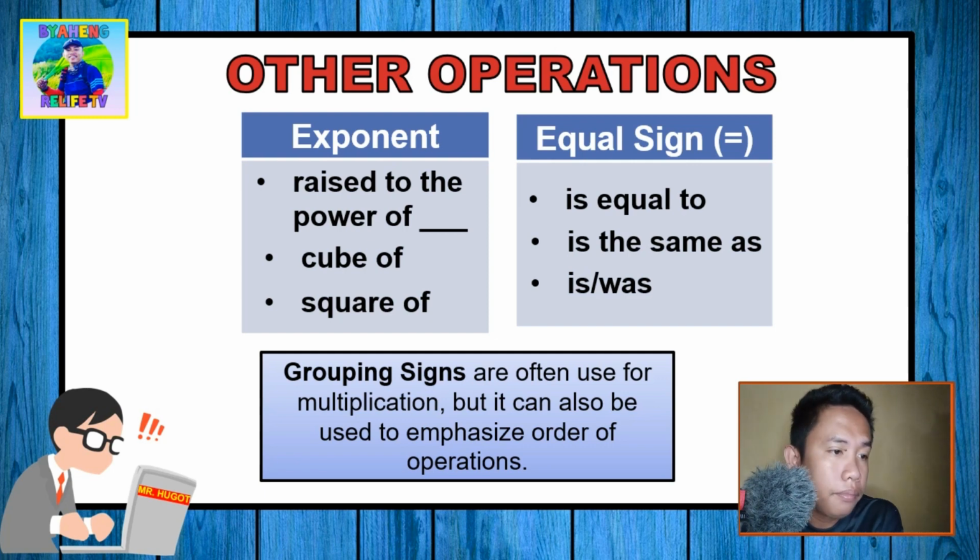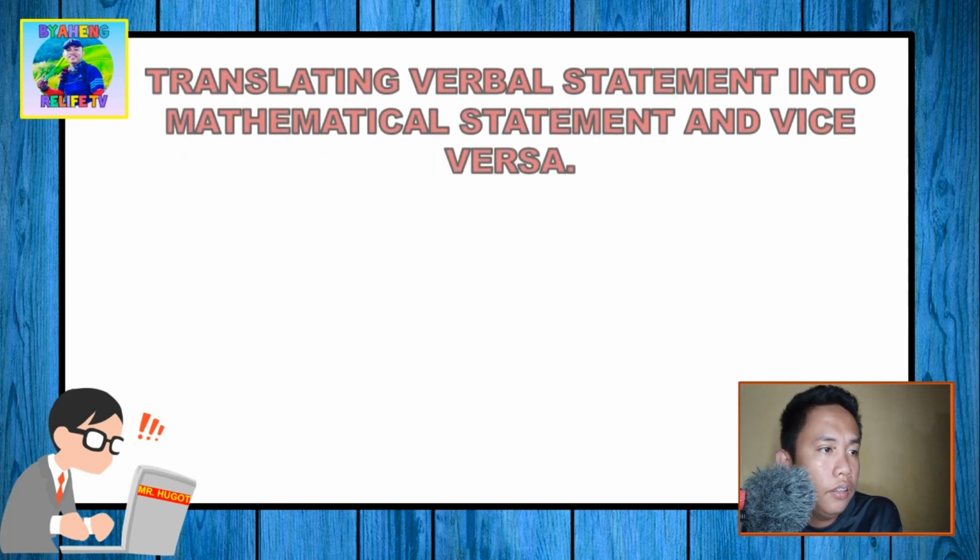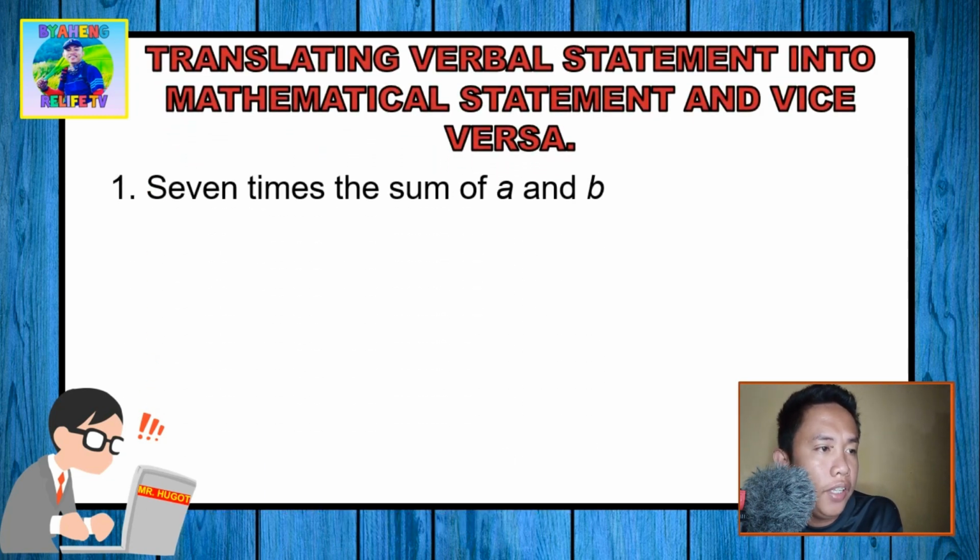Okay? So yun po, we have the four major operations, we have the exponent, the grouping, syempre our equal sign. So let's try some examples, guys. So we have 7 times the sum of A and B.